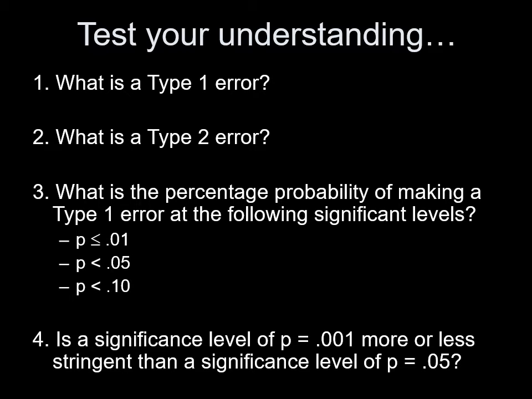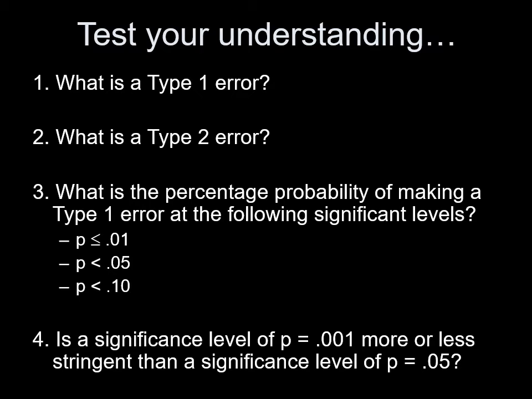And welcome back. So a couple of questions here. What is a type 1 error? A type 1 error is a false positive, where you're being optimistic and you're saying the IV has affected the DV when in fact it hasn't. Number 2, a type 2 error is a false negative, where you're being overly pessimistic, and you are saying there isn't an effect of the IV on the DV when in fact there is.